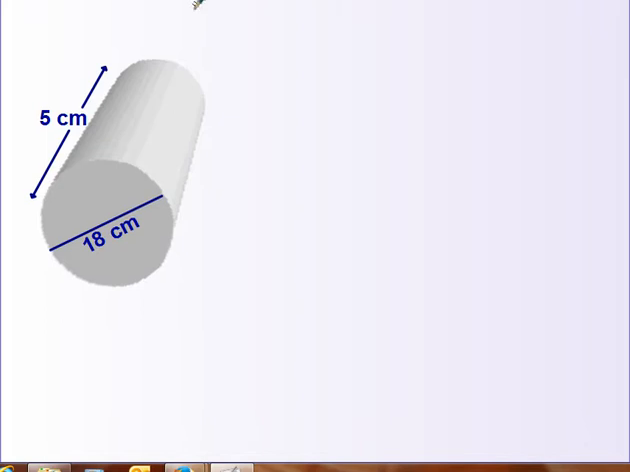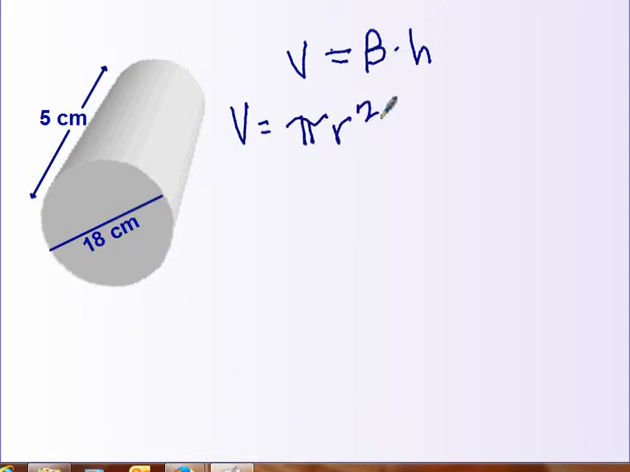So here we've got a cylinder. We're going to treat a cylinder as far as volume is concerned just like we do any other prism, area of the base times the height. But in order to find the area of the base, I need to find the area of the circle that makes up the base shape of my cylinder. So remember, area of the circle is pi r squared. Then I'm going to multiply that by the height of the prism.